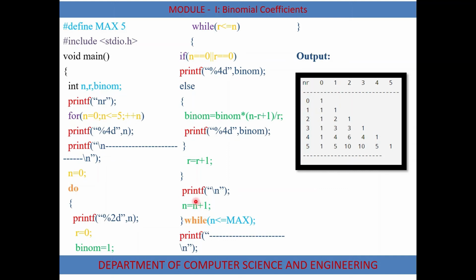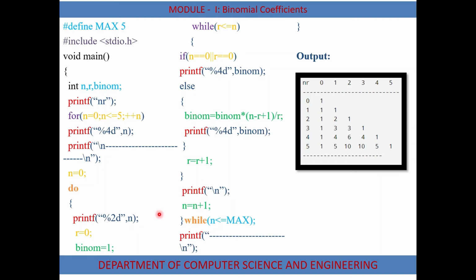Now the value of n is 0, so 0 plus 1 is equal to 1. n is equal to 1. Now we need to repeat until this condition is false. What is this condition? While n less than or equal to max. Now here the value of n is 1. Is 1 less than or equal to max? What is the value of max? That is 5. Is 1 less than or equal to 5? Yes. So the control comes here.